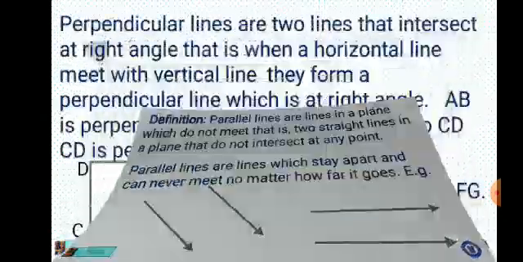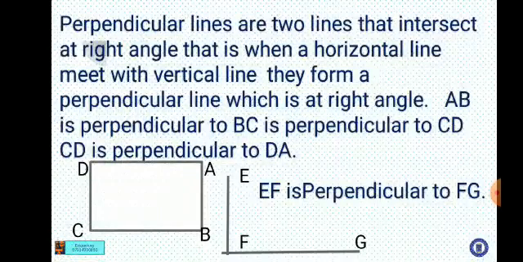Perpendicular lines are two lines that intersect at right angle. That is, when a horizontal line meets with a vertical line, they form a perpendicular line which is at right angle. Example: AB is perpendicular to BC. BC is perpendicular to CD. CD is perpendicular to DA. In the second diagram, EF is perpendicular to FG.